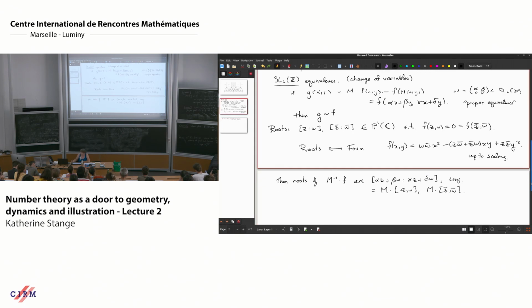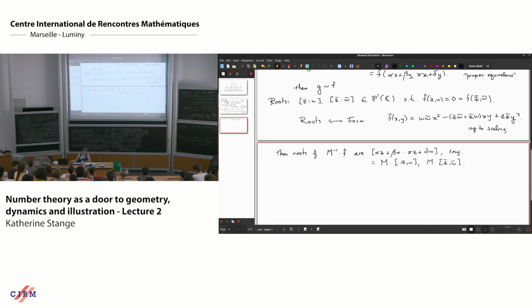So basically what I've done is set this up to be PSL2. I'm going to switch to PSL2 instead of SL2 here because we're thinking about things projectively. It doesn't make any difference, right? This just means that I allow -1. So this relationship between the roots and the form is PSL2Z equivariant.